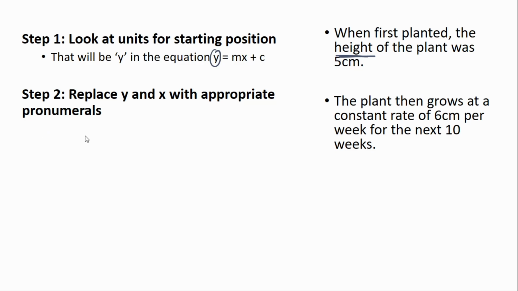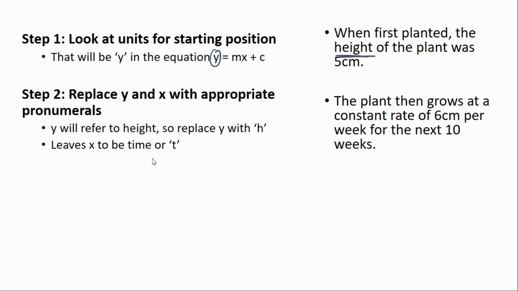And step 2, the next step is to replace y and x with the appropriate pronumerals. So like we said before, y will refer to height, so we can replace y with h. And this will mean x will have to be time because we're using time to predict our height. So that means we can replace x with t. So if I do that to y equals mx plus c, I've got h equals mt plus c. All I've done was replace y with h and x with t.